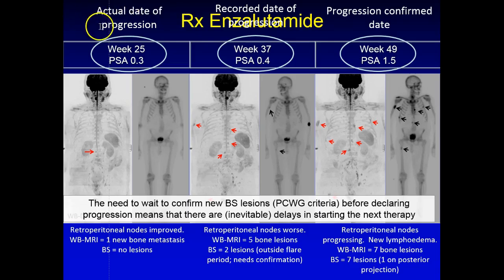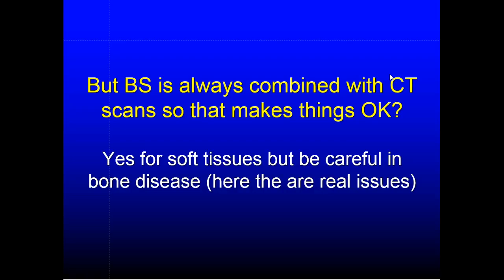What was the real date of progression? Week 25. So he had 24 weeks of treatment that were not benefiting him. For what? Why? Because the bone scan technology was the impediment. Now, many of you will say, but bone scans are always done with CT scans, so that makes things okay. Well, it does for the soft tissue disease, but you really need to be very careful about using CT scans for the assessment of bone.